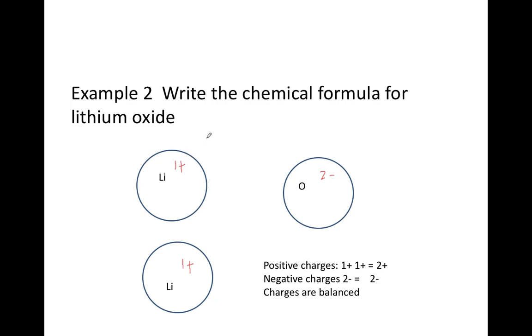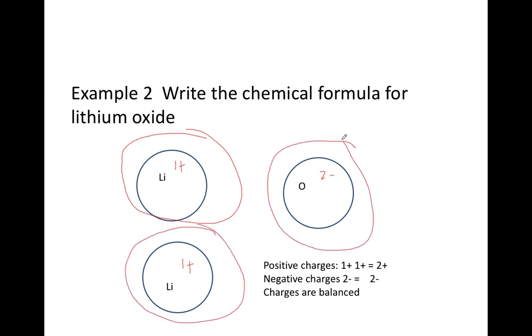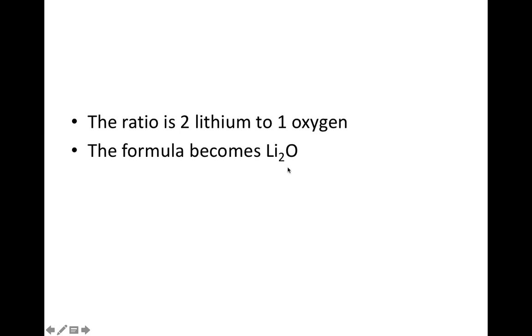You have 2 lithiums and 1 oxygen. So the ratio is 2 to 1. So the formula becomes Li2O.